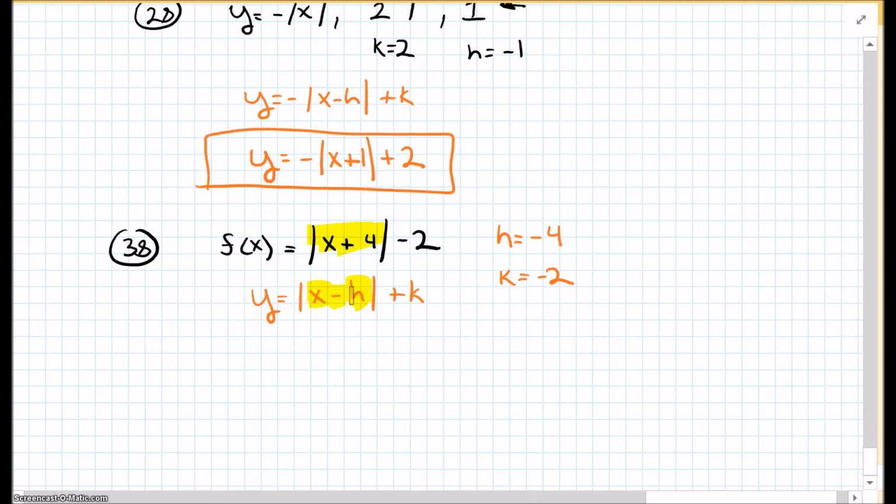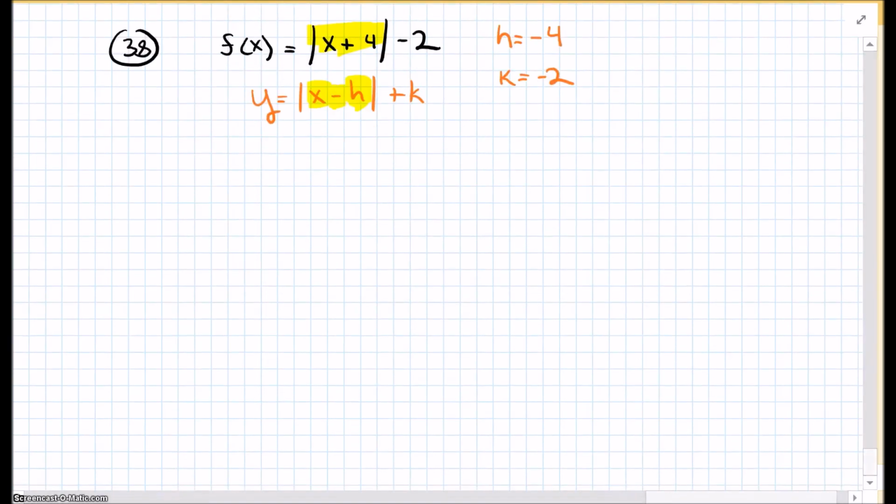So I have my vertex. I have my parent function of y equals the absolute value of x. So now let's graph it. Okay, all we have to do is plot the vertex.